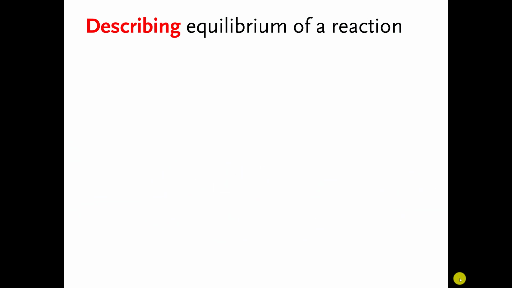Okay, welcome back. We are still talking about equilibrium. We will be doing that for a long time. In this video, we're going to start introducing some math to describe the equilibrium of a reaction.